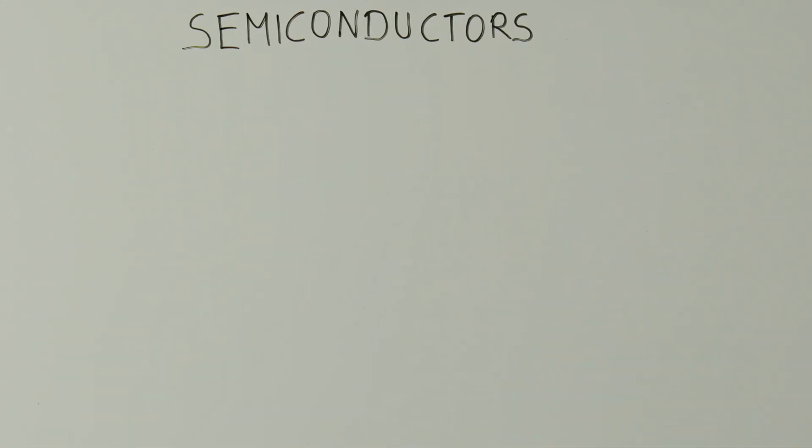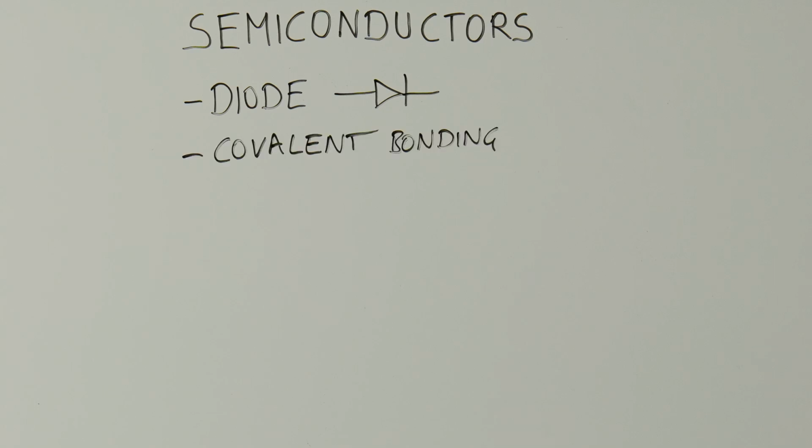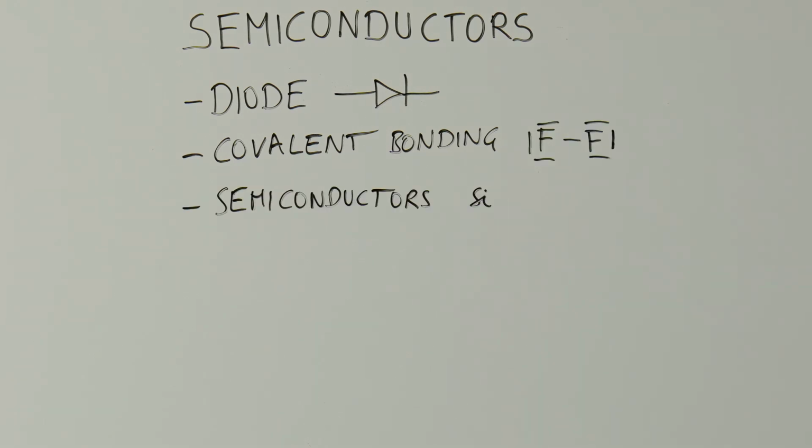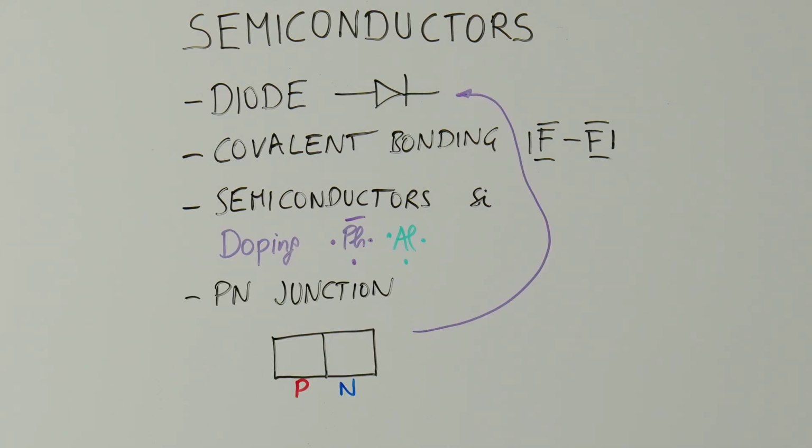In this lecture, you'll get to know yet another component, the diode. We'll kick things off by exploring the concept of covalent bonding, setting the stage for our understanding of semiconductor materials. From there, we'll learn about semiconductors and the concept of doping. We'll then dissect the p-n junction for you to understand the workings of a diode.